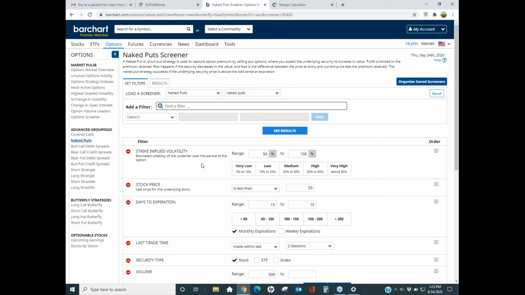Could I find volatility of 105, 110, 120? Yeah, I could, but I've got to narrow it down, right? 100 different put strategies to look at might be too many for me to look through.